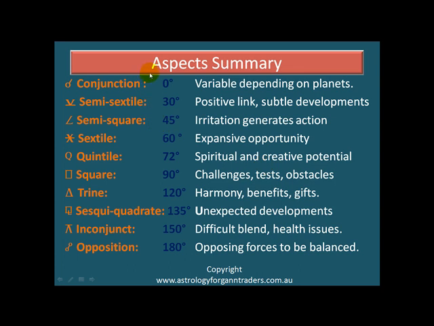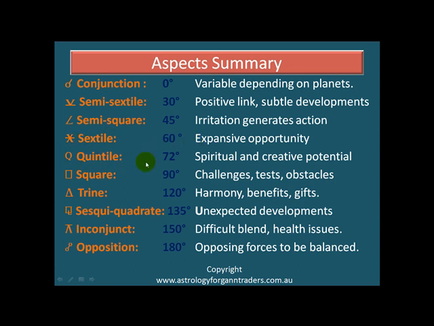Okay, let's review the aspects now. Conjunction is 0 degrees, and it's a variable depending on the planets. Semi-sextile is 30 degrees, and it's a positive link and subtle developments. Semi-square is 45 degrees, irritation generates action. Sextile is 60 degrees, expansive opportunity.